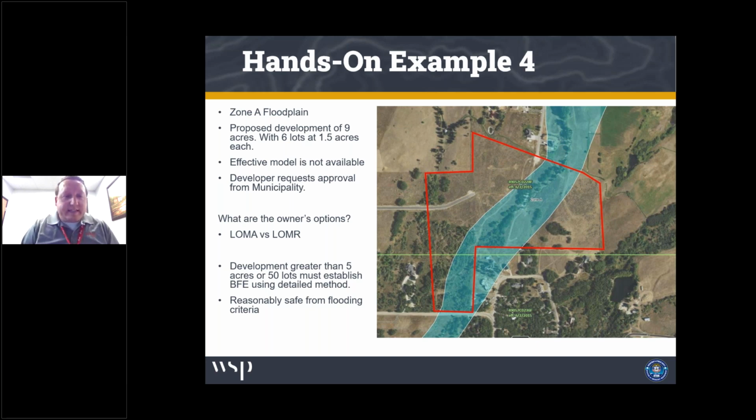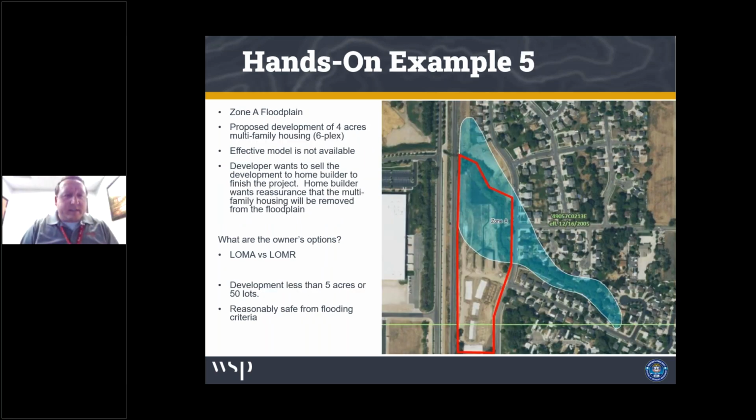Okay, example number 5, this is a Zone A floodplain. Developer is proposing 4 acres of multi-family housing. There are 6 plexes. Effective model is not available. Developer wants to sell the development before the houses are built. He's going to sell to a home builder, and the home builder that's going to buy it from him is requiring that there's a reassurance that these homes will not be in the special flood hazard area.